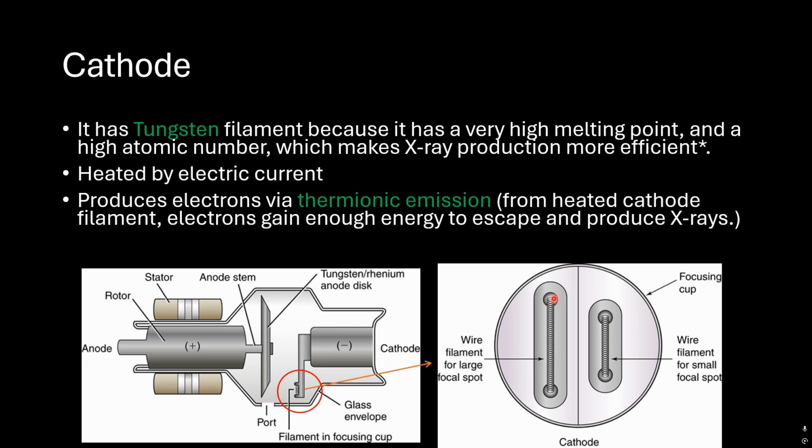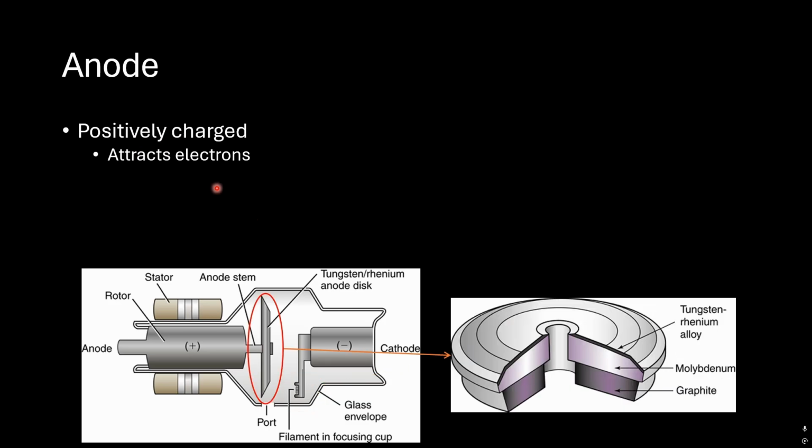So here in the filament, we run current, and that current will heat up the filament, and the filament will release electrons, which eventually produces X-ray. Filament current controls mA. So the filament will control how much mA, or how much milliampere, is produced in that tube. Now we have the anode side, or the positive side, which is positively charged and will attract electrons to the positive side.